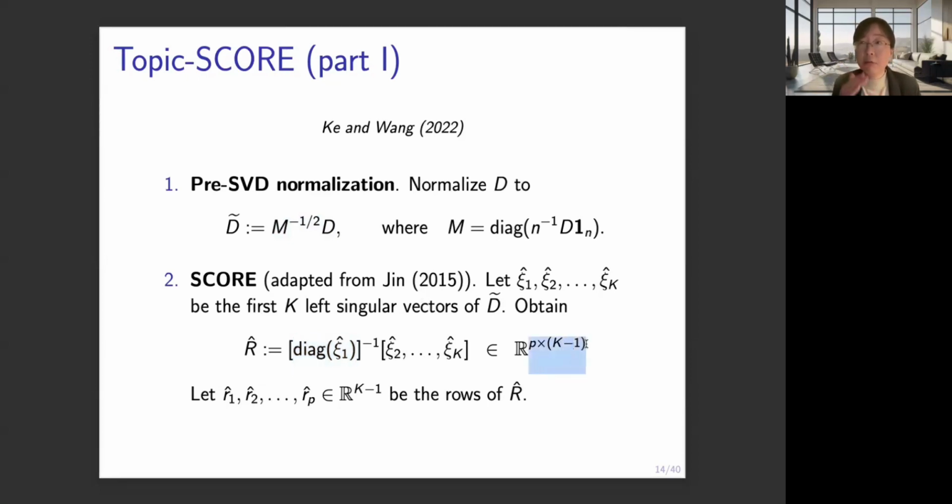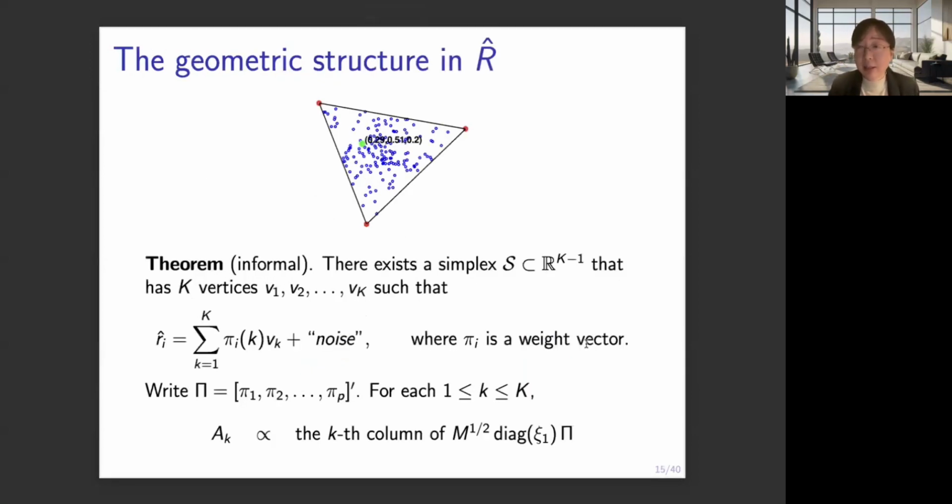Then if I look at it row by row, each row is a low dimensional embedding of a word. It turns out that there is a simplex geometry associated with these low dimensional embeddings. So this plot shows the rows of R hat in the noiseless case. K equals 3, so each row is in dimension 2. Now you can see that the rows form a triangle, and the anchor words for each topic are located exactly on one vertex of this simplex.